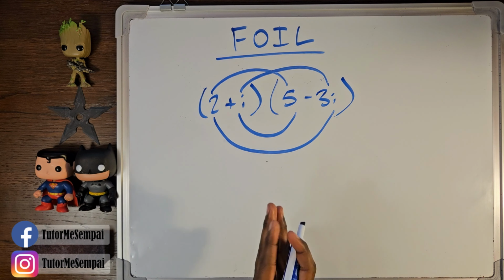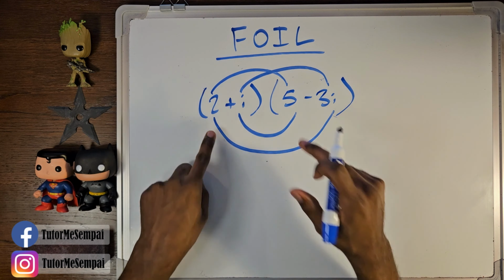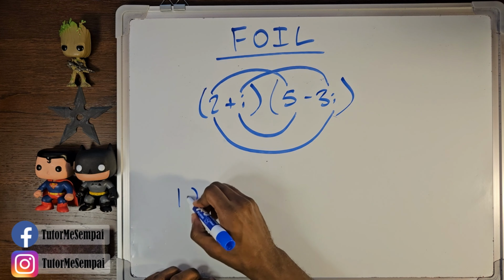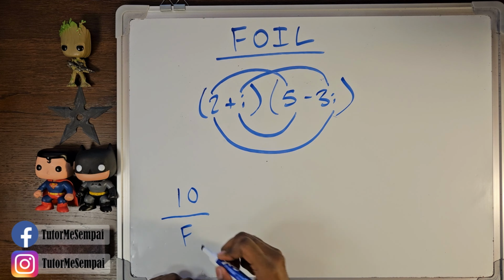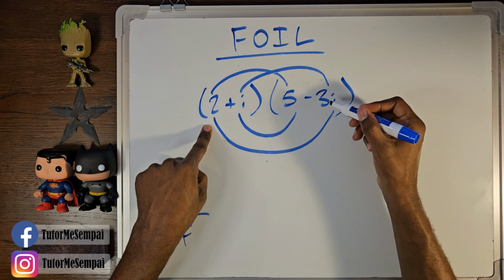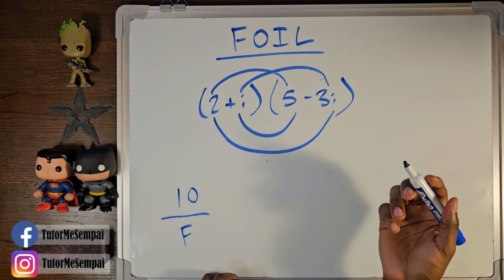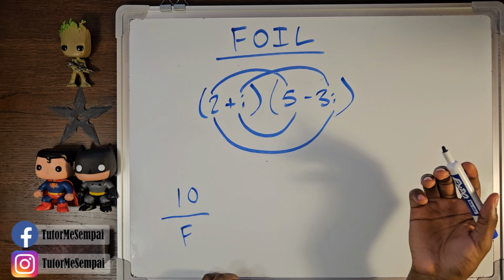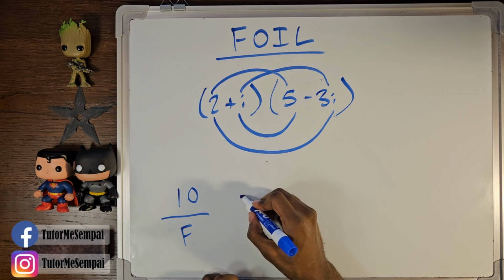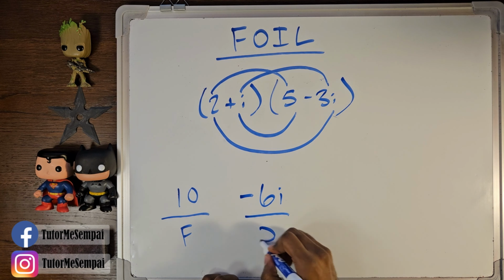So let's get started by focusing on our first. Our first is going to be this 2 times that 5 here. And when you do 2 times 5, you're going to get a 10. So that's going to be our first. Our outer is going to be this 2 times a negative 3i. 2 times negative 3i is going to be what? Well, 2 times negative 3 is going to be a negative 6, and you just take that i with you. So a negative 6i is going to be your outer.